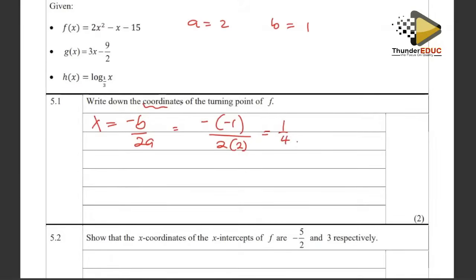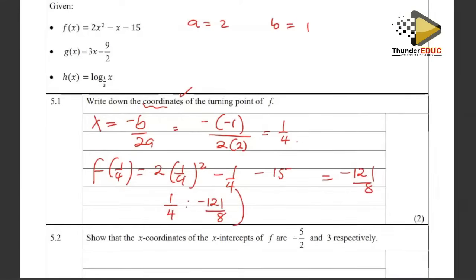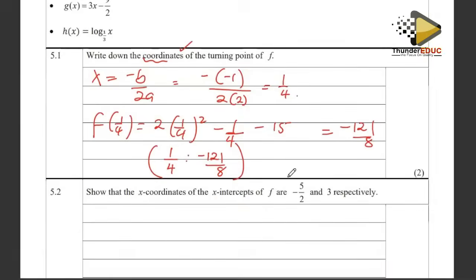But they want the coordinates, so we need to find the y values also. So f of a quarter is going to be 2 times a quarter squared minus a quarter minus 15. Okay, so when I punch that into the calculator, I'm getting -121/8, meaning that those coordinates will be 1/4, then -121/8. But why must examiners be stingy with marks? Because just 2 marks, like really?